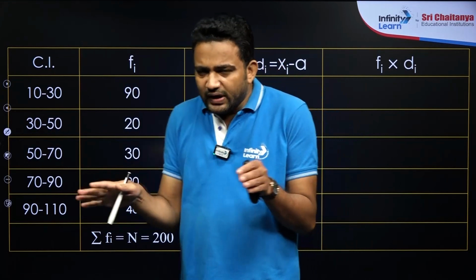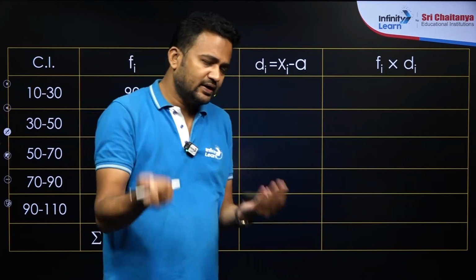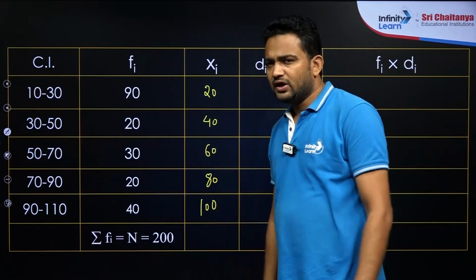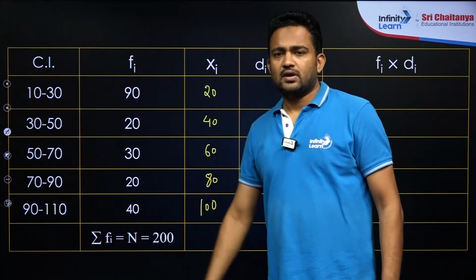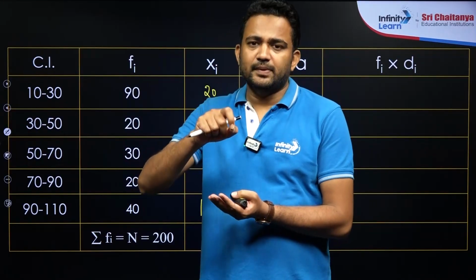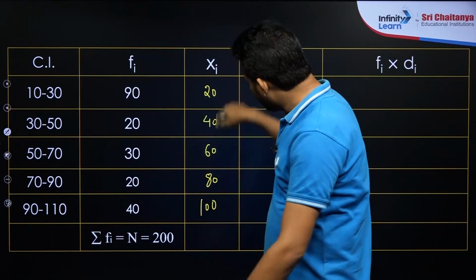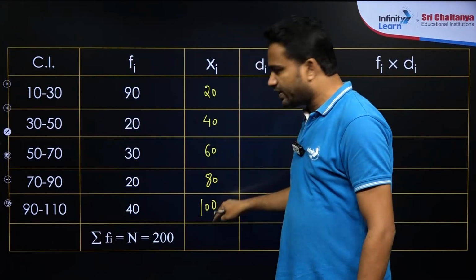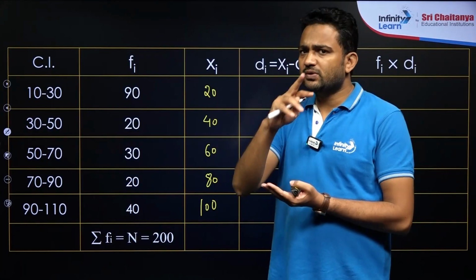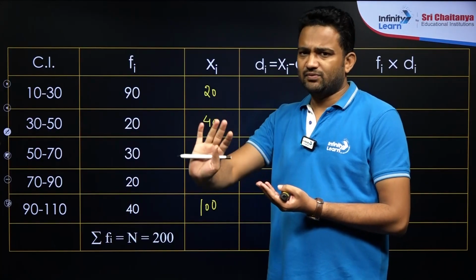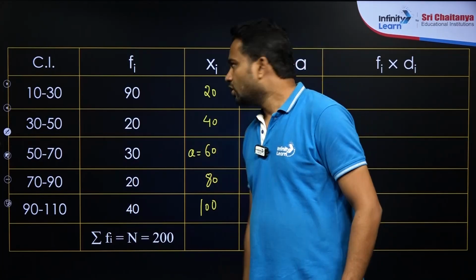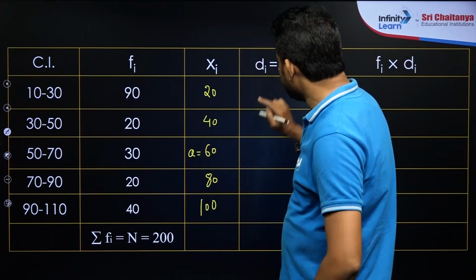Now we will not find xi directly. First of all, we will find di. For that, let us assume a. a can be any value, but if we follow the standard, then a will be the middle value of xi. So 1, 2, 3, 4, 5. The middle value is 60. If there is an even number of data, then there will be two middle values. You can take any one. So this will be a, that is the assumed mean.